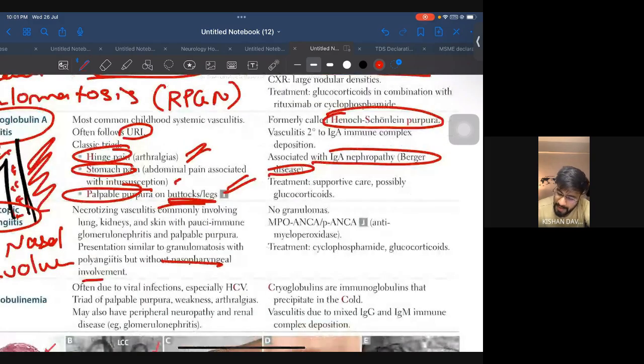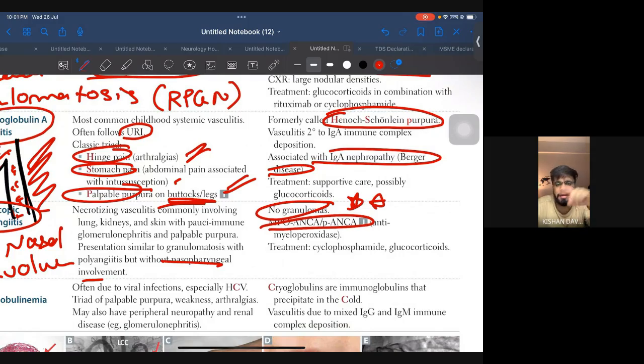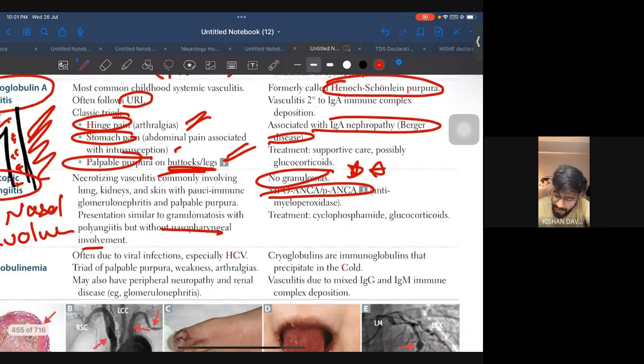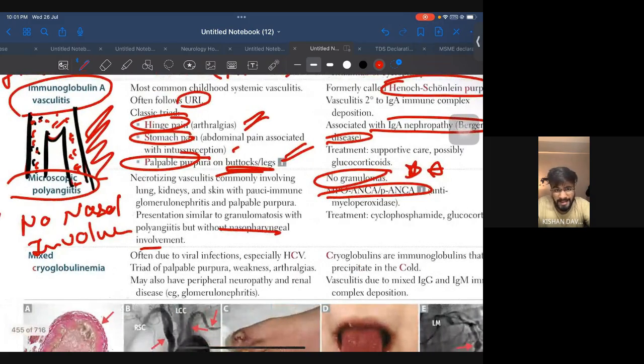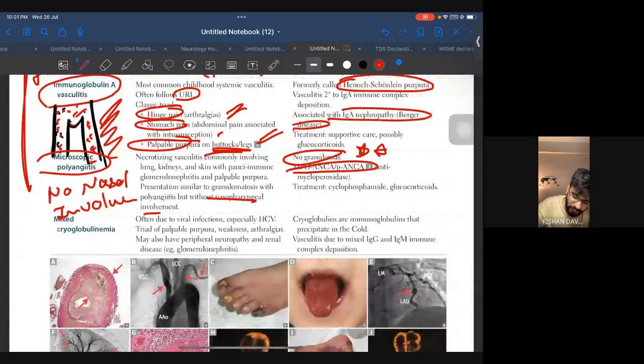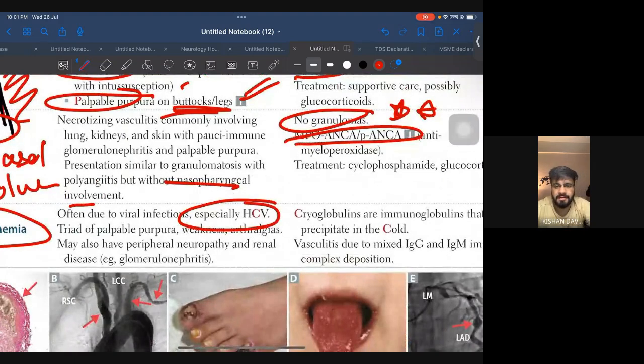Okay. So P-ANCA. Another important distinguishing feature, no granulomas. Wegener and Churg-Strauss में granulomas है, यहाँ पे no granulomas. All right. So P-ANCA positive. That's it. All right. And coming to the last one, mixed cryoglobulinemia. They will give you HCV present. Okay, HCV positive they will give you.